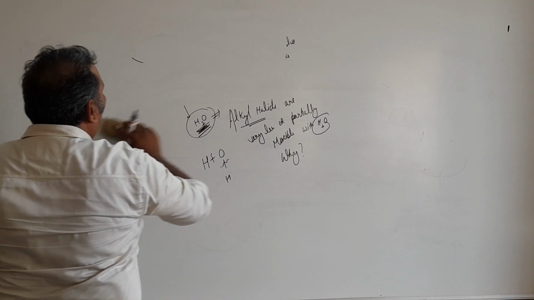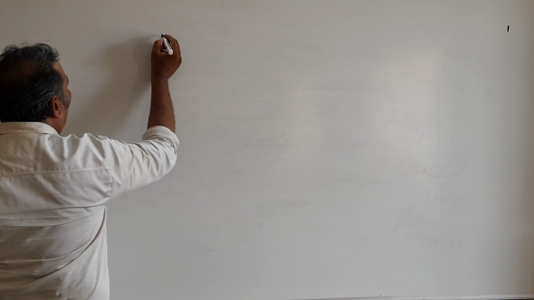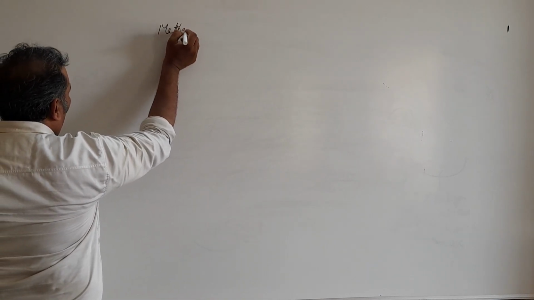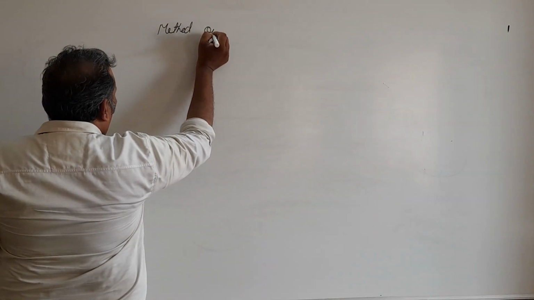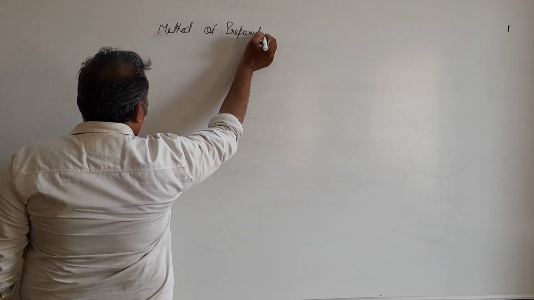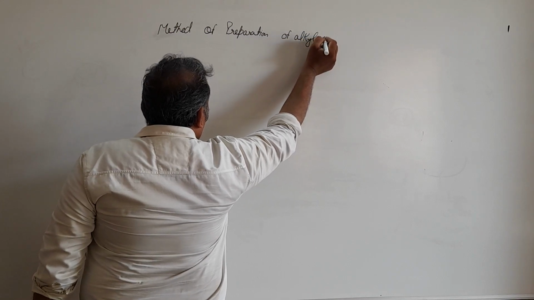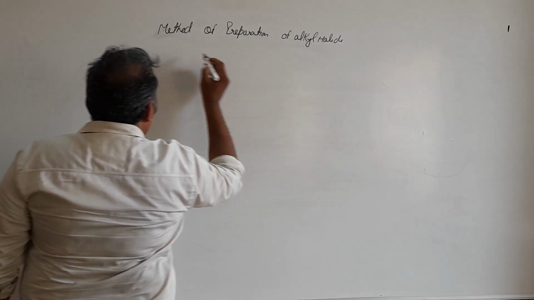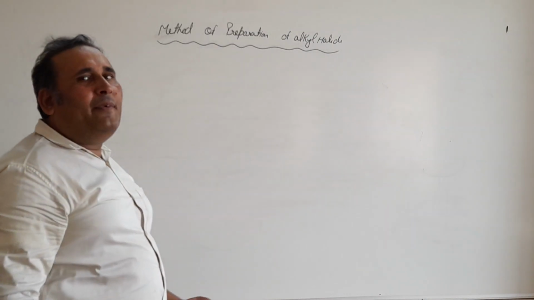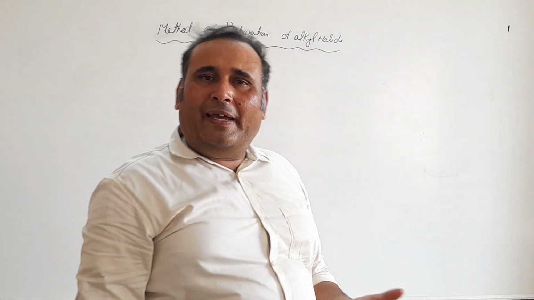Next one is chemical properties, or we can say first the method of preparation of alkyl halide. Means how can we prepare the alkyl halide? Which functional groups are helpful for the preparation of alkyl halide?